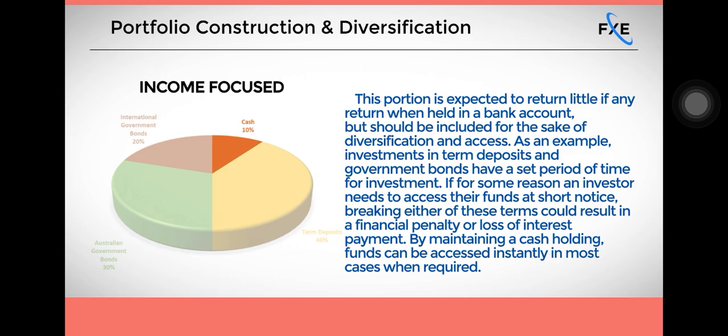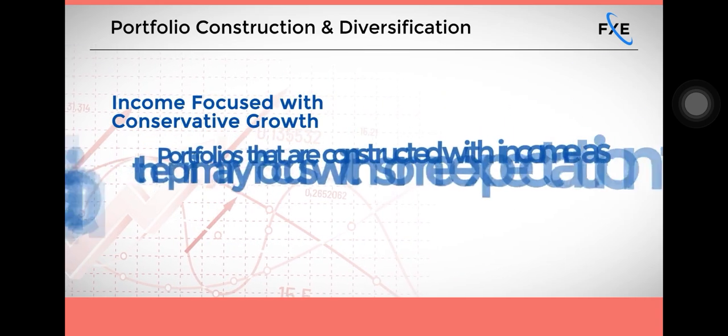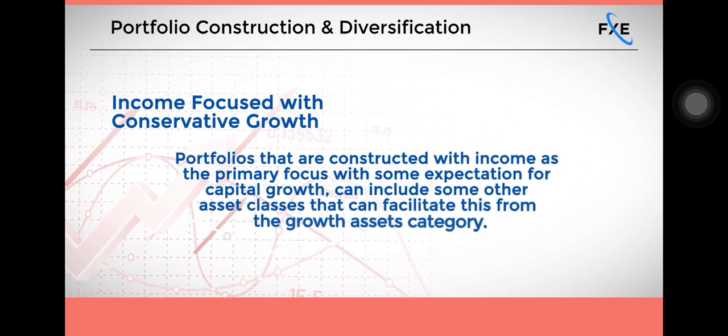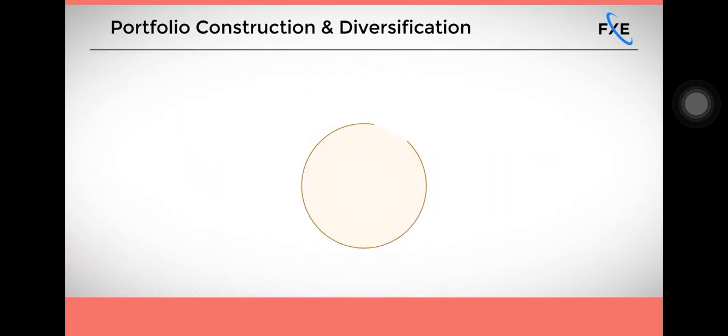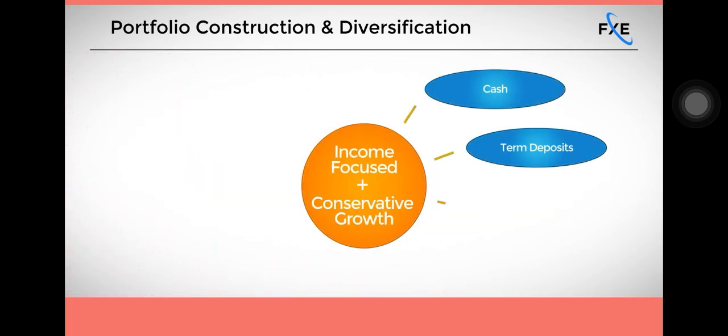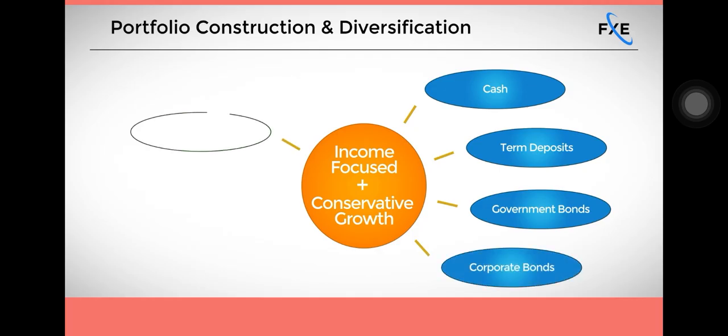Let's now look at income focused with conservative growth investment portfolios. Portfolios that are constructed with income as a primary focus, with some expectation for capital growth, can include some other asset classes that can facilitate this from the growth assets category. This type of portfolio is still considered mainly defensive, but the addition of some growth assets does increase the chances of some capital loss, which is a trade-off for conservative growth potential.